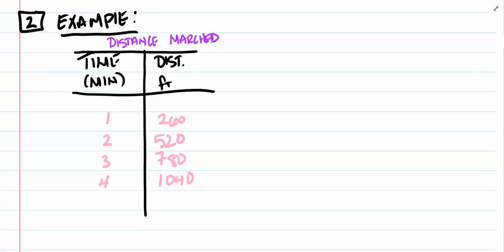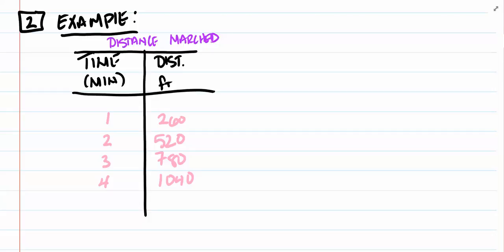And then what does the rate of change represent for us in this particular problem? So after 1 minute, how far has the marching band marched? 260 what? Feet. After 2 minutes, how far has the marching band marched? After 3 minutes. And after 4 minutes. So what we need to do is calculate the rate of change for all the values to determine whether or not it is constant, okay?